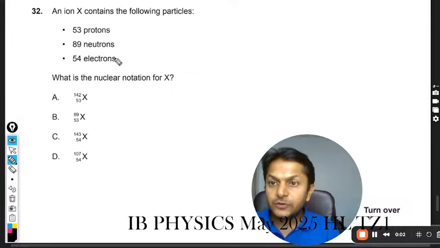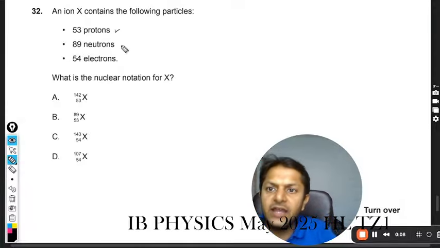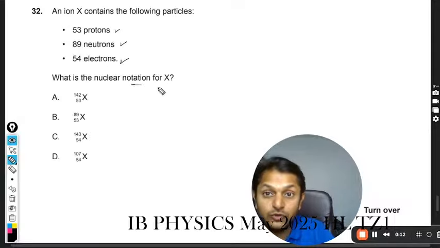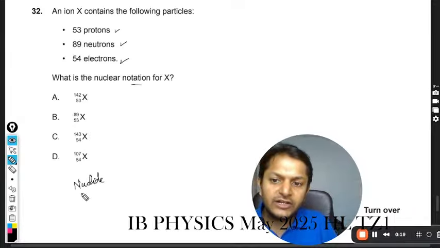Let's see what is there in this question. An ion X contains the following particles: 53 protons, 89 neutrons, and 54 electrons. What is the nuclear notation? Now this notation is known as nuclide. So you have to create the nuclide for this nucleus.